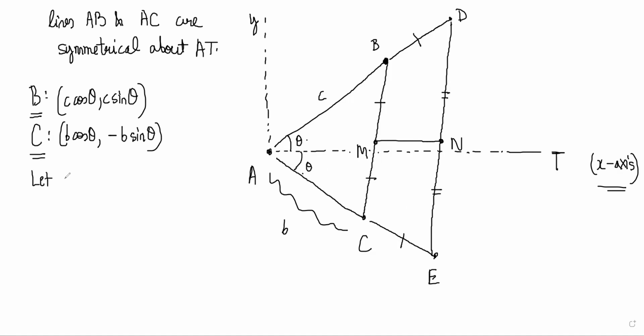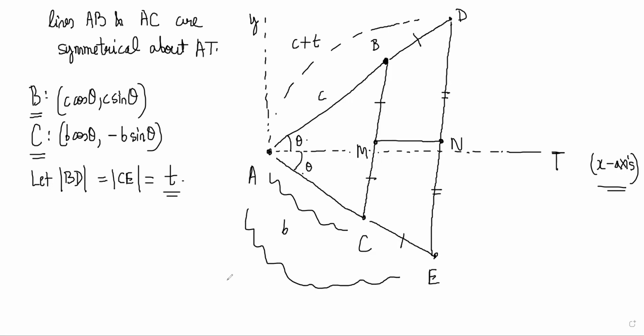Now let the distance BD, which is equal to the distance CE, be called T, right? So the overall length of A to D will become basically C plus T, and the overall length of A to E will become B plus T, right? And they are on the same line. So the coordinates of D and E are also coming very easy, right?